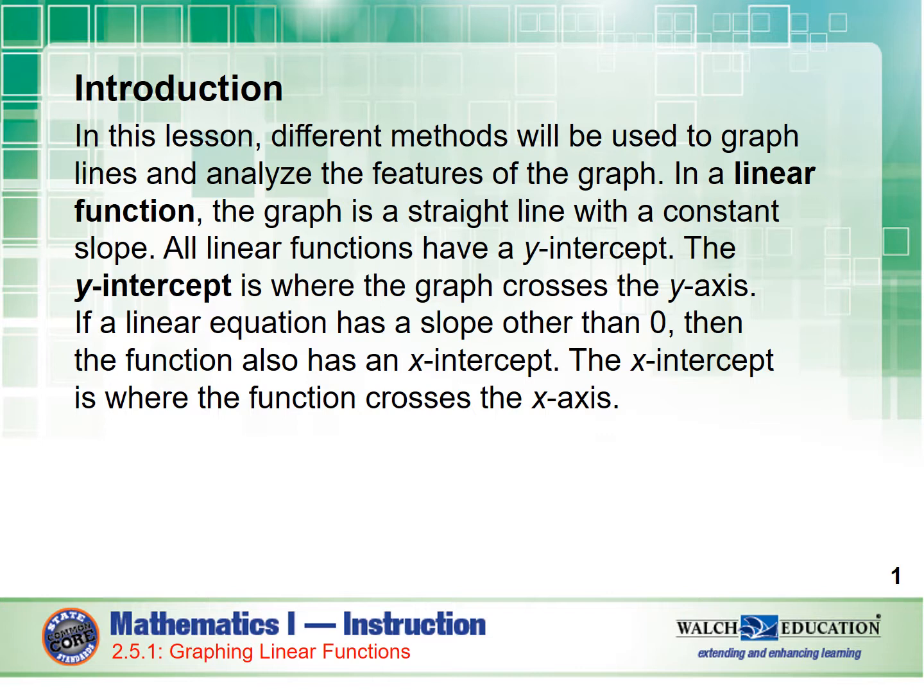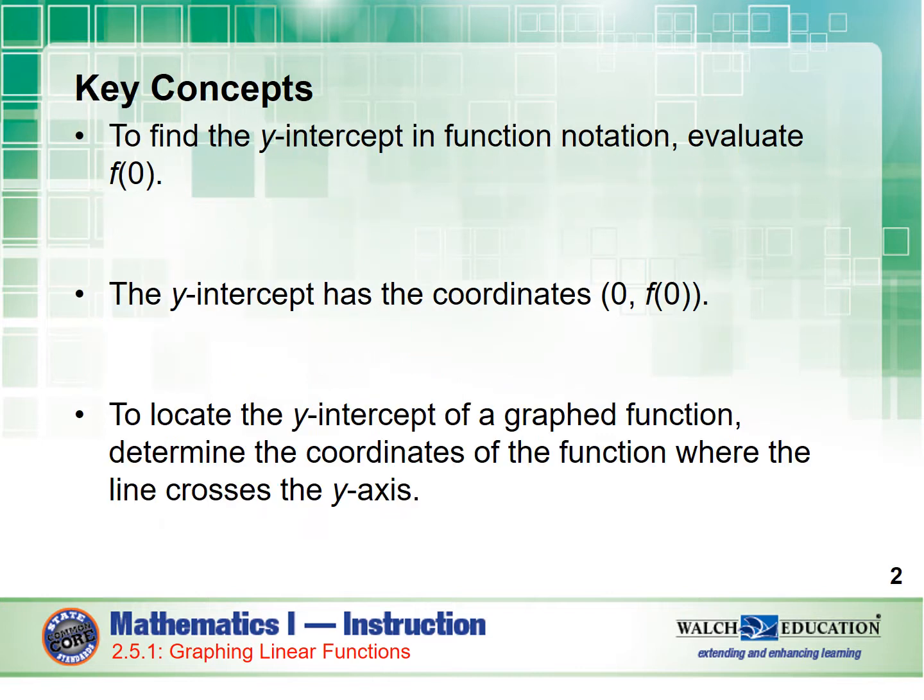of a graph. And just a reminder, in a linear function, the graph is a straight line with a constant slope. All linear functions have a y-intercept, and the y-intercept is where the graph crosses the y-axis. If a linear equation has a slope other than 0, then the function also has an x-intercept. The x-intercept is where the function crosses the x-axis, and we're going to look at visuals of both of those.